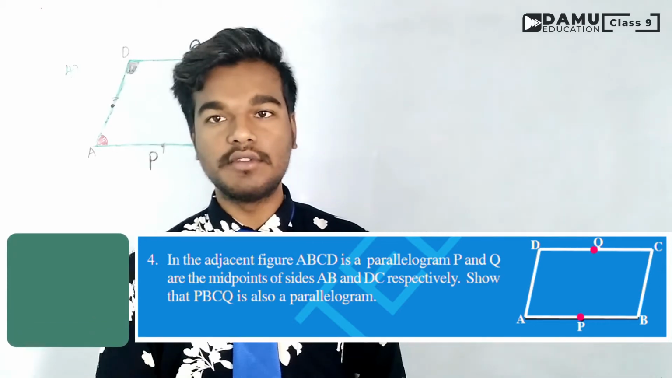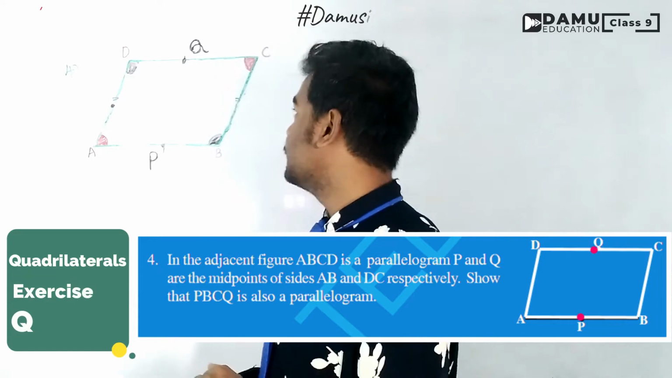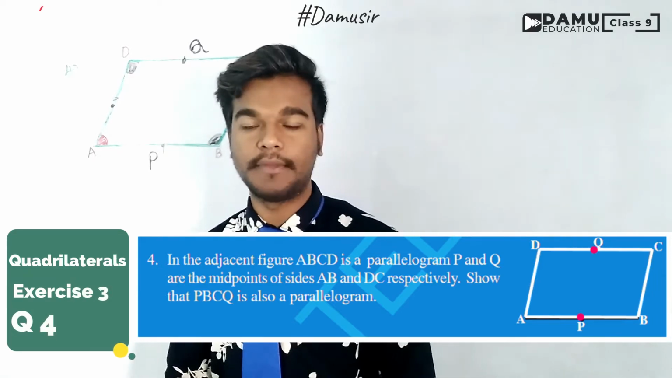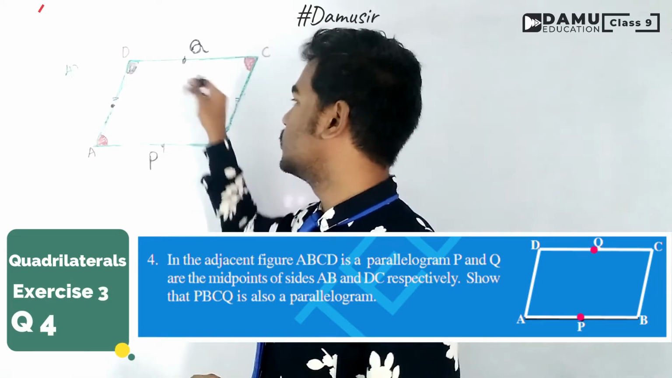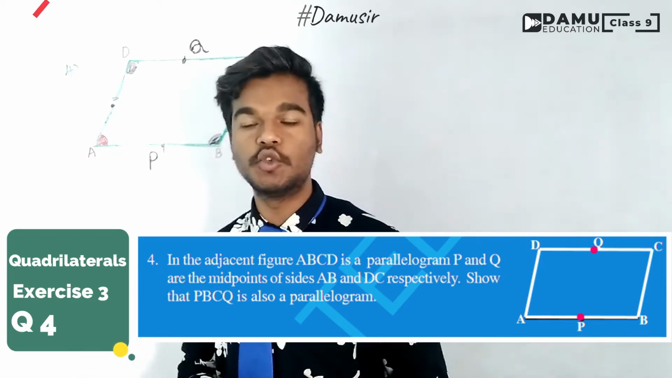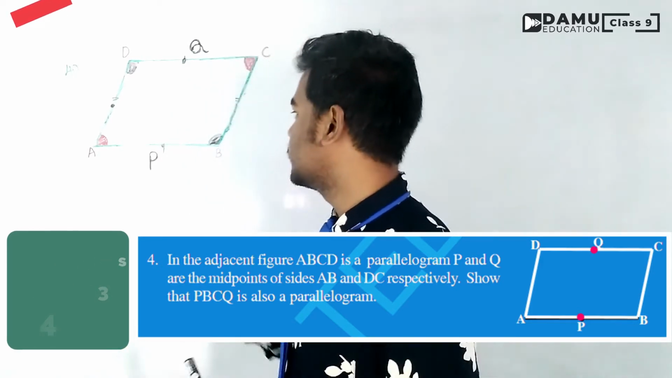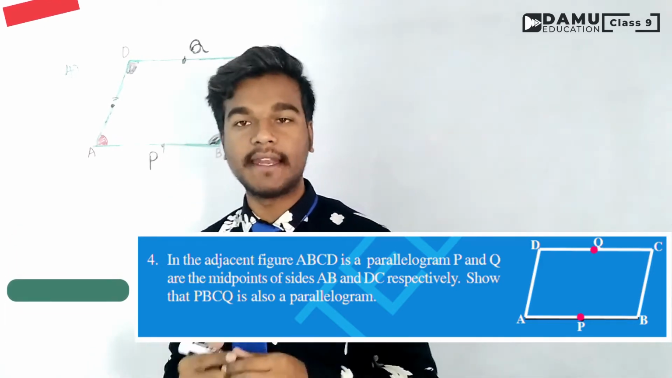So in this session, we are going to discuss our fourth question. What are they given here? ABCD is a parallelogram and P and Q are the midpoints of AB and CD respectively. Then what we have to show here is that PBCQ is a parallelogram.